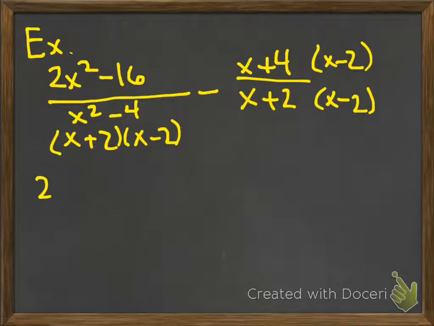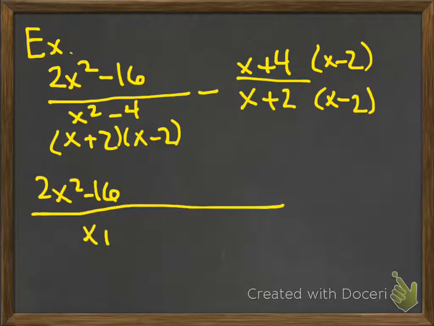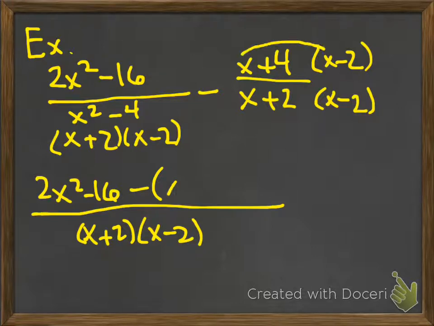Okay, now with the numerators, I actually do need to multiply them out. So I have 2x squared minus 16 minus, I'm going to put this in parentheses, and I'm going to multiply these up here on top and write my answers as I'm doing it. x times x is x squared. x times negative 2 is negative 2x. 4 times x is 4x. 4x minus 2x is 2x. Notice I knew I was going to combine those two, the 4x and the negative 2x, and just put 2x. And then 4 times negative 2 is negative 8.